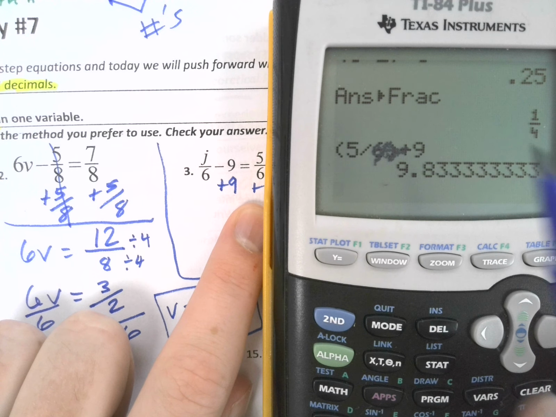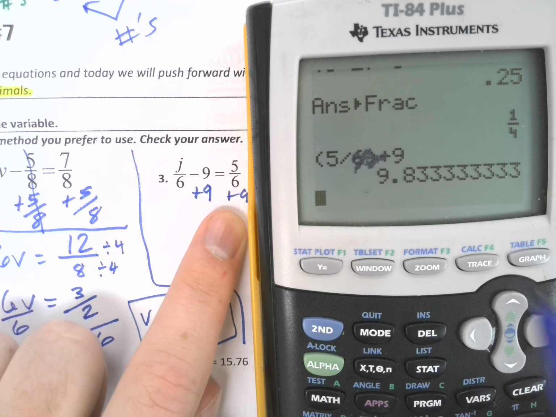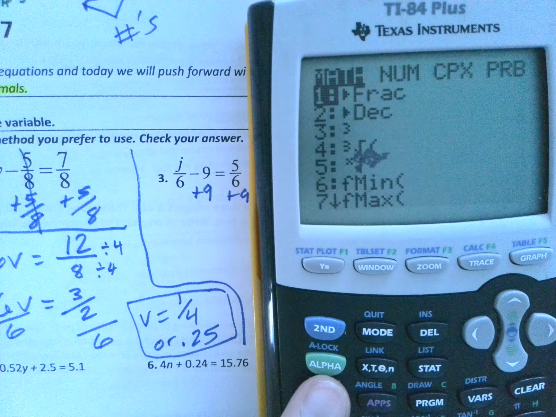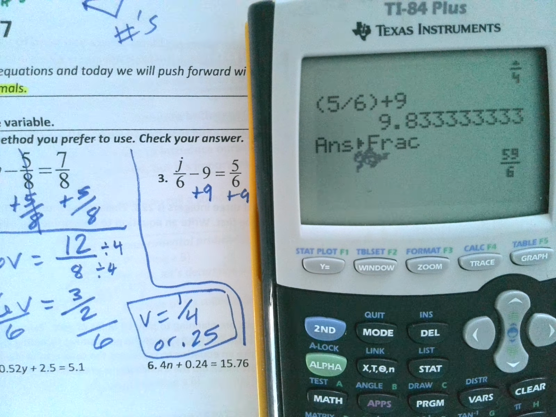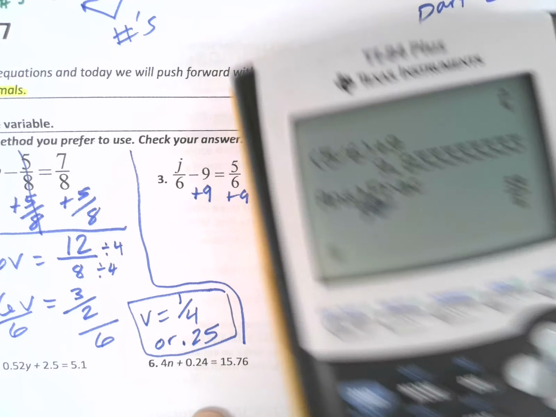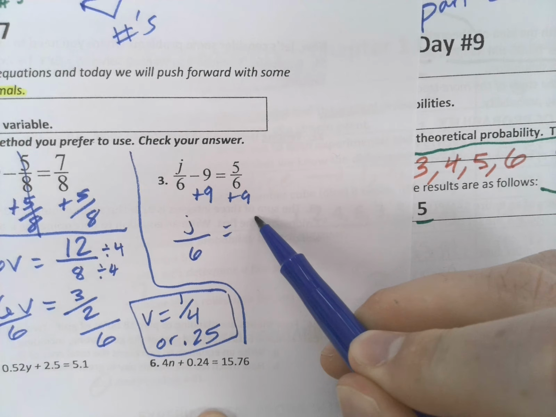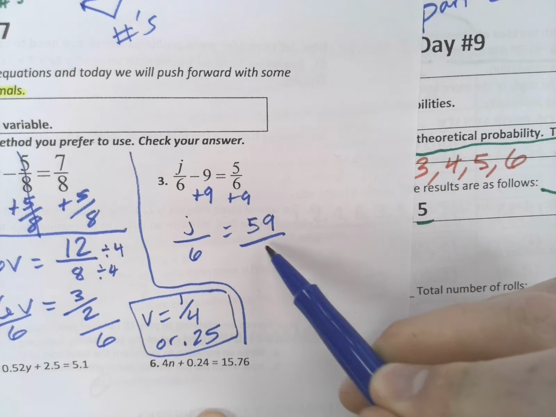And here's what you can't do. You can't leave this as a decimal. We can't work with this decimal. It is an infinite decimal. So we turn this into a fraction. And we see 59 over 6. So J over 6 is equal to 59 over 6.